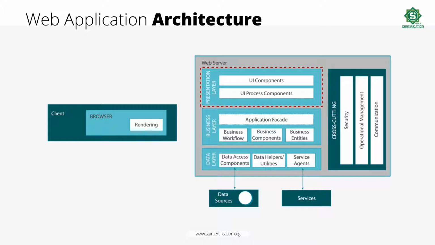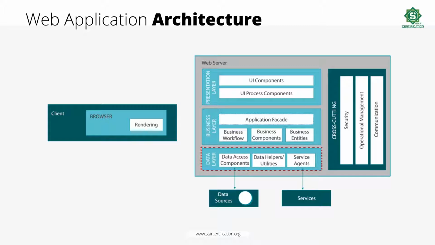The presentation layer usually includes UI and presentation logic components. It facilitates user interaction. The business layer usually includes business logic, business workflow, and business entities components, and optionally a facade. The business layer for a web application determines how long-running workflows and business logic get implemented. The data layer usually includes data access and service agent components.